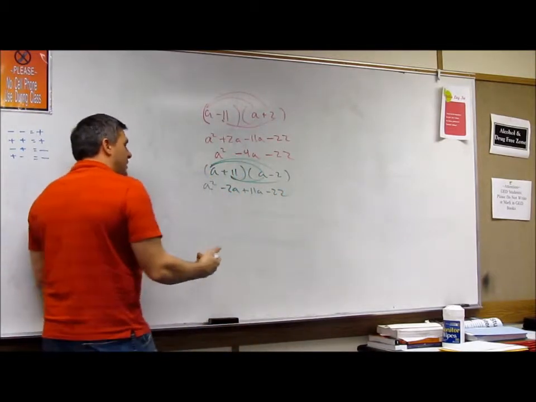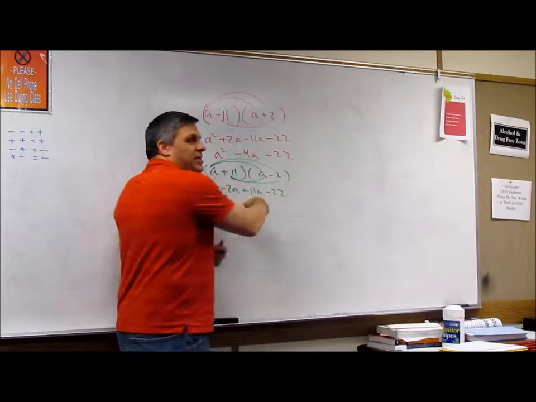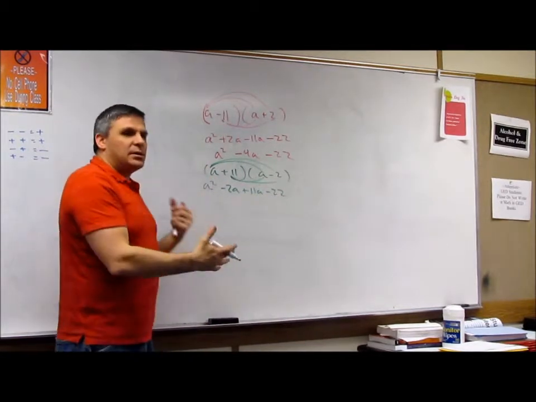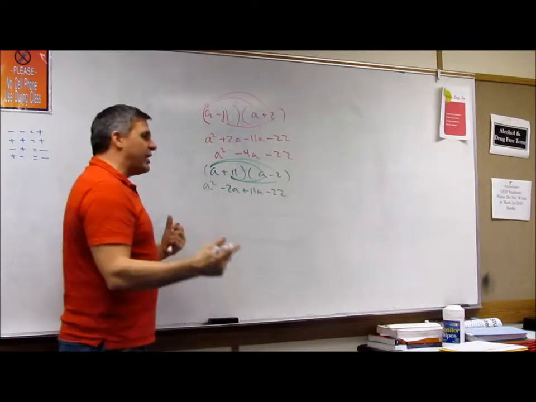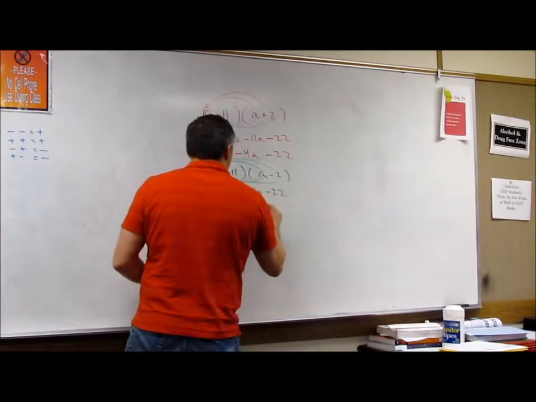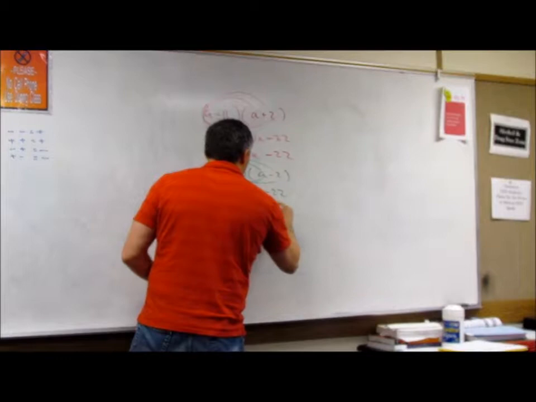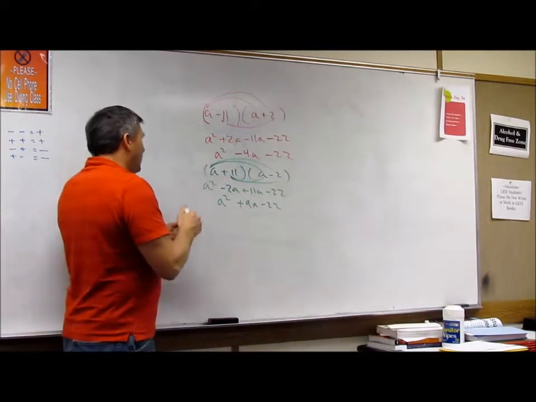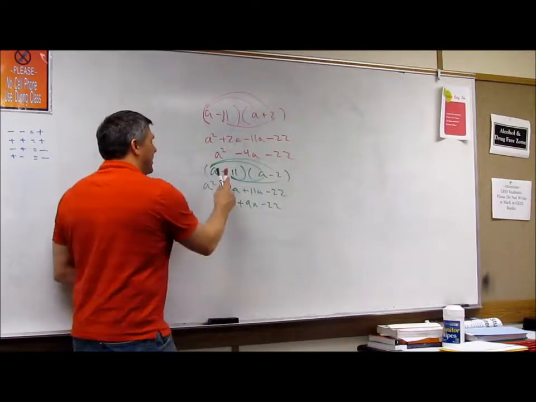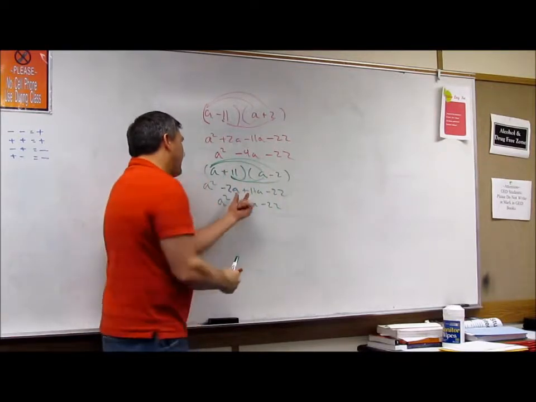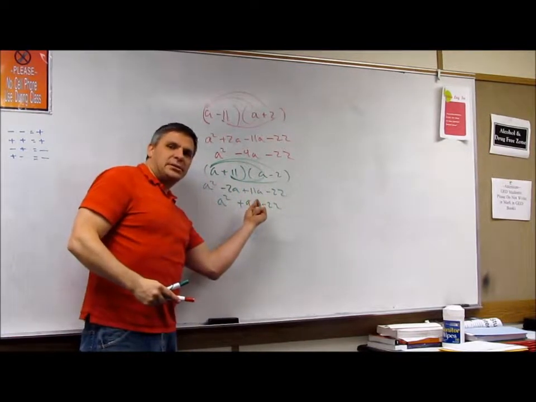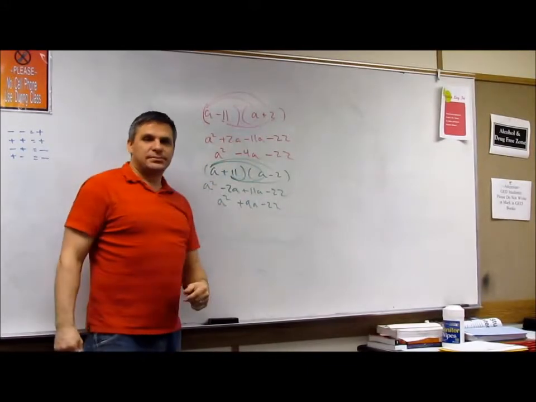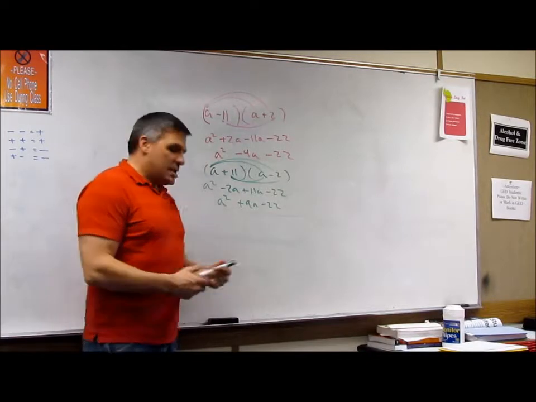So when I combine them, they're different signs, so we're finding the difference. Negative 2 plus 11 is positive 9. So it looks a little different, but it does the same thing. The key here is that they're different signs, so we're finding the difference. Okay?